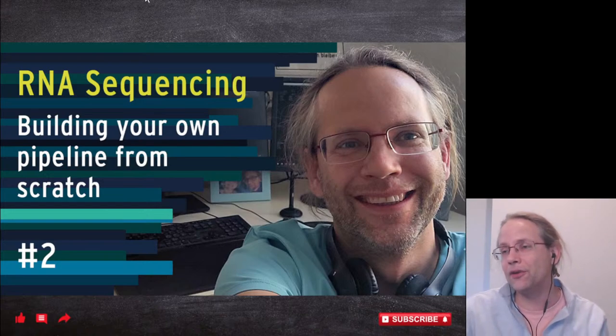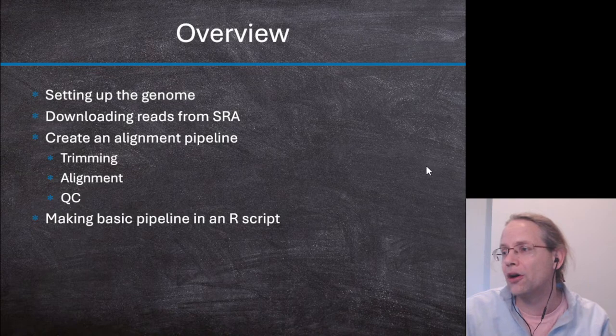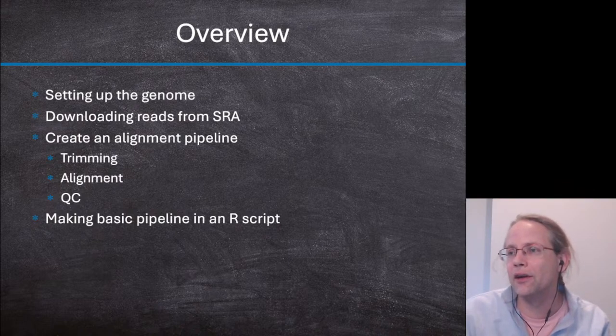All right. So RNAseq, building your own pipeline from scratch. What are we going to do today? We are going to set up our genome, which is one of the important steps. I wanted to say a couple of words about that. Then we will be downloading some reads from the short read archive. And then we will be using R to create an alignment pipeline, which means that we will start trimming our reads, cutting off the bad ends, so the ends without a lot of quality, and we will be removing adapters and stuff. Afterwards, we will start aligning. For this, we will use STAR, which we installed last time. And of course, we're going to do a whole bunch of QC afterwards, to make sure that the reads are okay and that the alignment is okay.